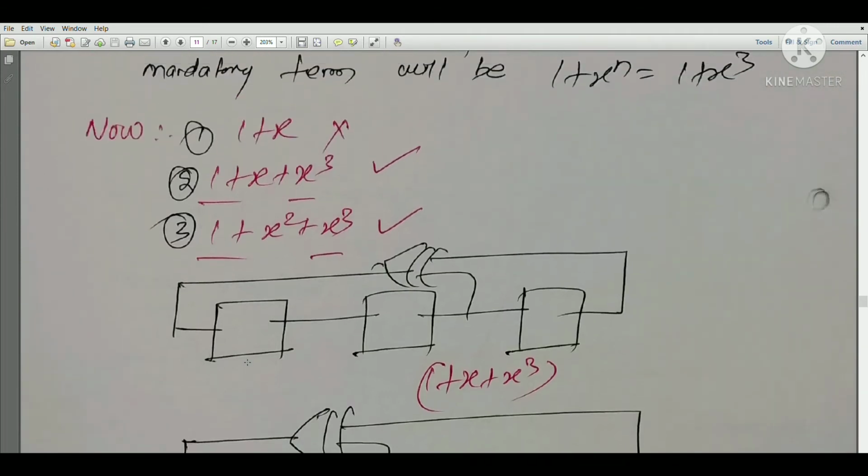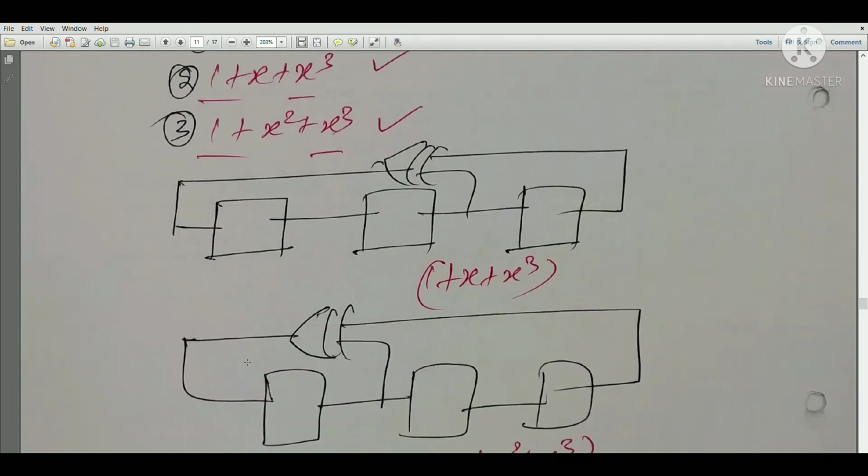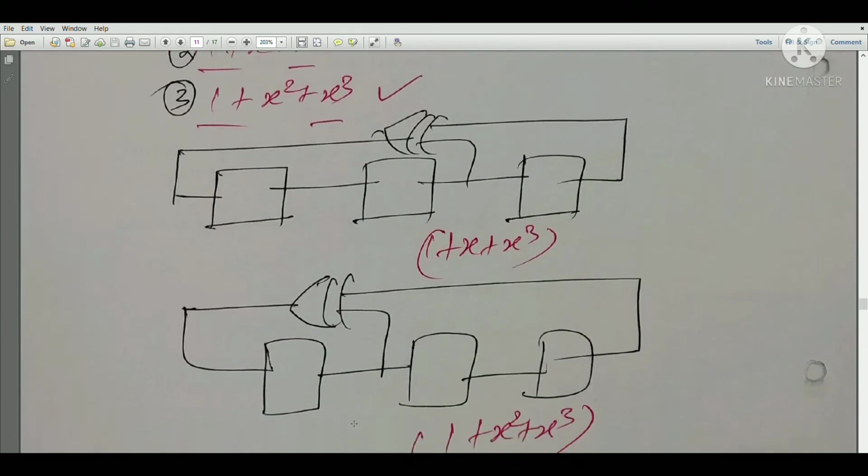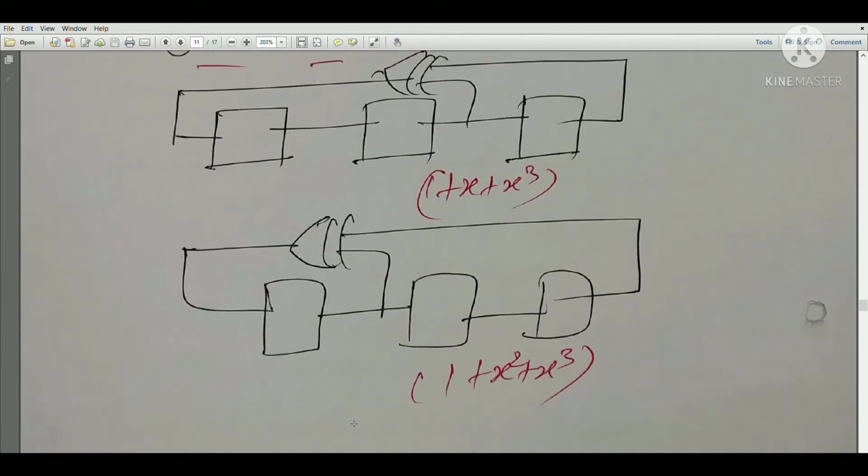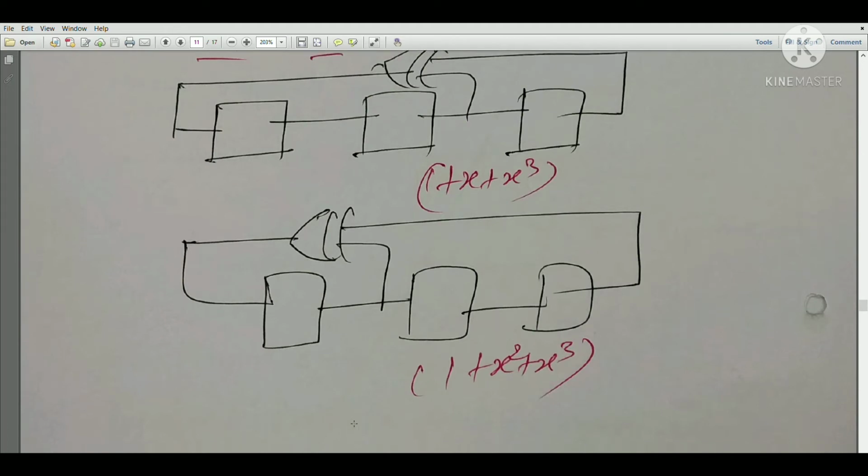So primitive polynomial means we will have larger number of test sequence if we select 1 plus x cube with the help of second or third logic. So we can design this logic also, and we can design this logic also. Both will be our primitive polynomials, and by having both this design, we will be able to have more number of test sequence, and the efficiency of testing the circuit will be higher.